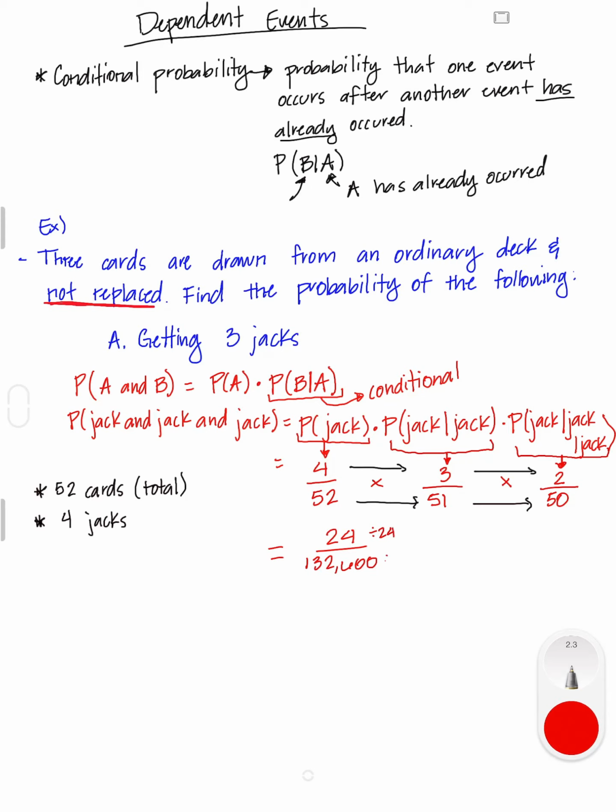Now, these two numbers are divisible by 24. So this is going to be 1 over 5,525. Okay.